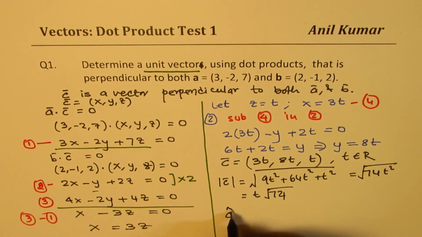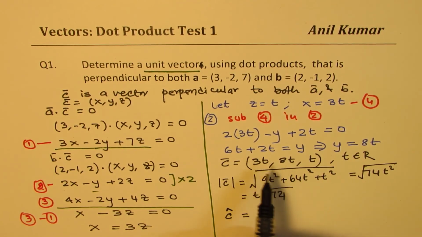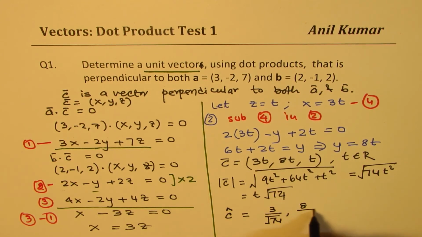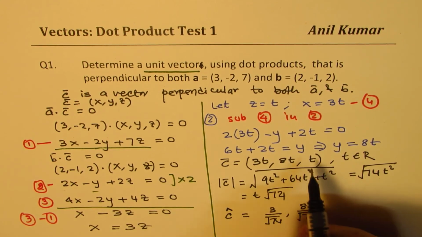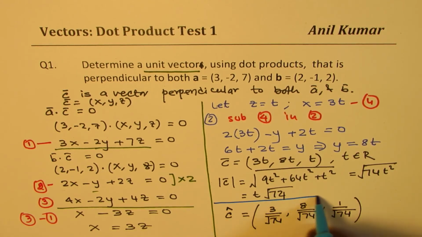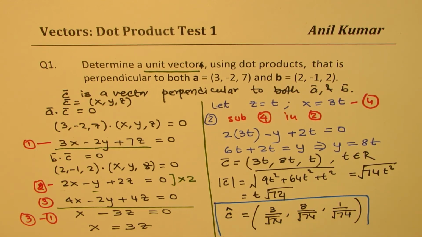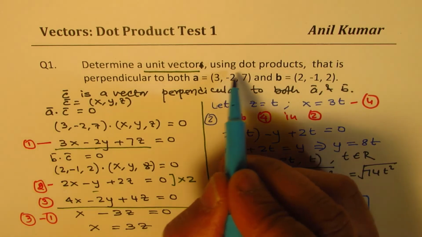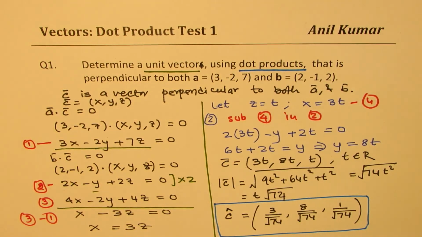So the unit vector c, which I'm writing like this for unit vector, is basically you have to divide this vector by this term. So what you get here is 3 over square root of 74, 8 over square root of 74, and 1 over square root of 74, right? t and t cancel. So that becomes the unit vector, which is going to be perpendicular to both the vectors. And that is how you could do this using scalar products, dot products. Do you get the idea, right?